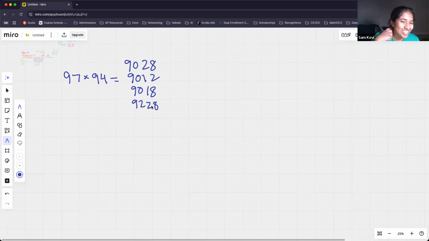All right, so the trick for multiplying two numbers that are close to and less than 100: first, we want to find the differences of each number from 100. So how far is 97 from 100? Yeah, it's 3 away, so this is -3. What about 94? It's going to be 6 away. Good, so -6.